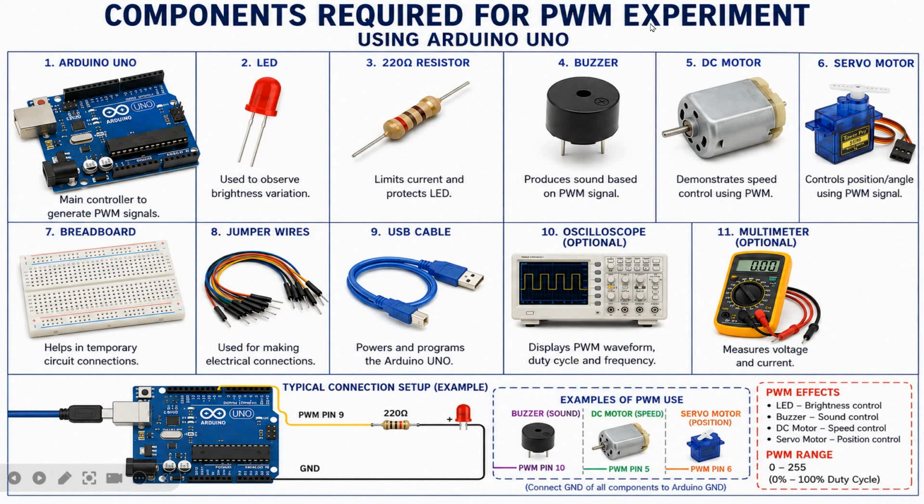Now these are the components which are required for the PWM experiment using Arduino UNO. You require an Arduino UNO, then an LED to observe the brightness variation. You need a resistor, buzzer, DC motor, servo motor, breadboard, jumper wires, and USB cable. You need an oscilloscope to see the signals. Then you can use a multimeter to see the average voltage. And this is the connection. You can connect one element at a time. These are all output elements, that is, actuators. So you can use one at a time or you can connect all at a time.